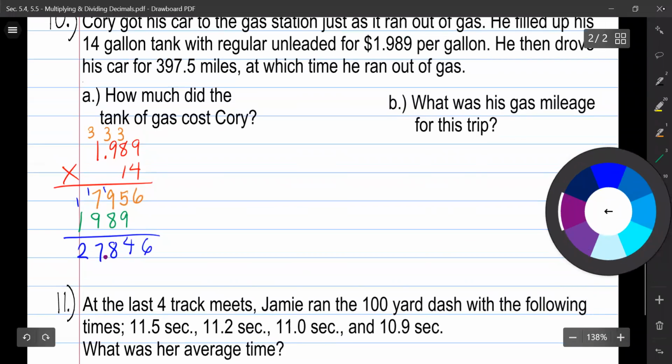Okay, and this is talking about a dollar amount. So when you pay at the register, they always round that to the nearest cent, right? So this would actually be $27.85.